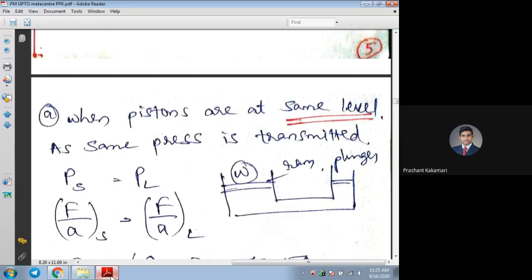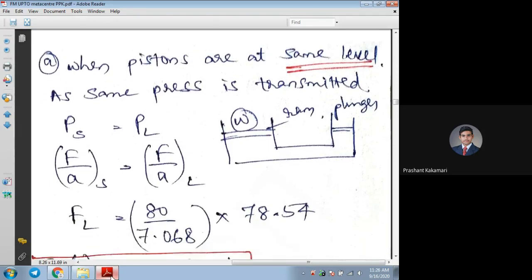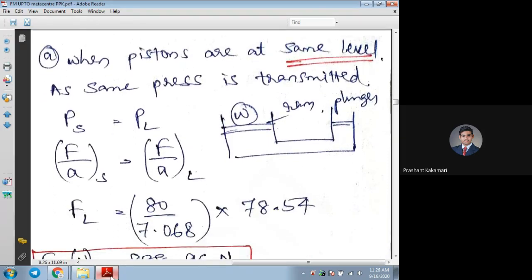So I can write force by area on the small piston equals force by area on the large piston. No doubt, we know that the areas are different, so the force will be different to balance. Now, to balance, how much force will be acting, that we need to find out. Area we know, we have to find out the forces. So we'll substitute all the known values here. For the larger piston, you consider... what is this 80? 80 is the force applied on the smaller piston.